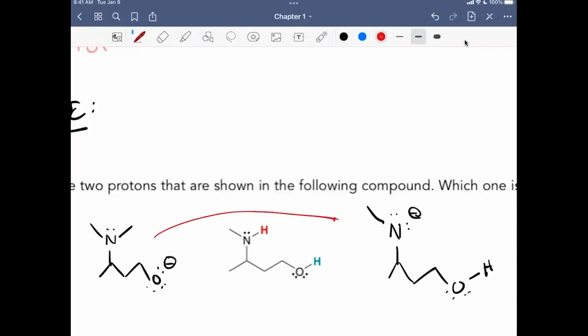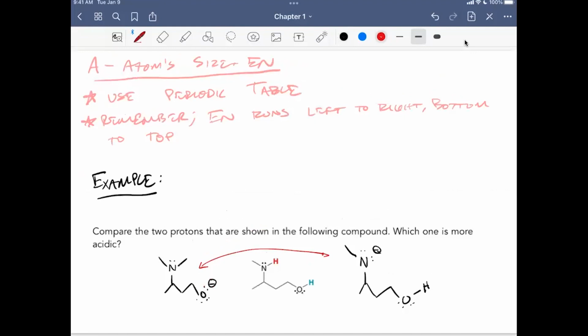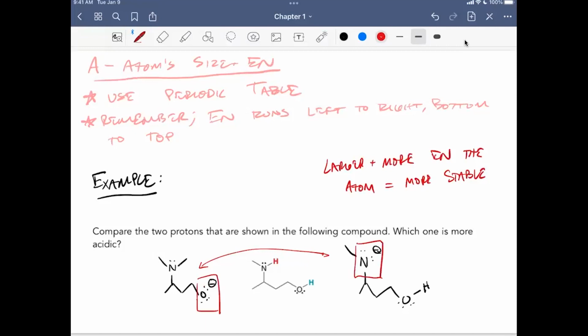Now we can look at which one is more stable. And I told you guys this first one, the atom size and electronegativity, the larger and more electronegative the atom is equal to how stable it is. So if you have a larger atom or a more electronegative atom, it's going to be more stable, and vice versa. So we really want to rank the stability of this nitrogen and this oxygen. Which one would be more stable, and subsequently, which one would be more acidic?